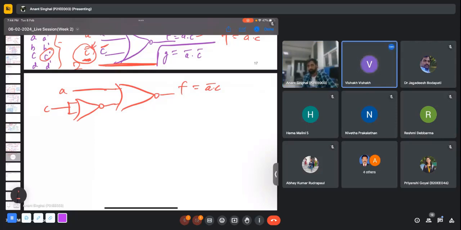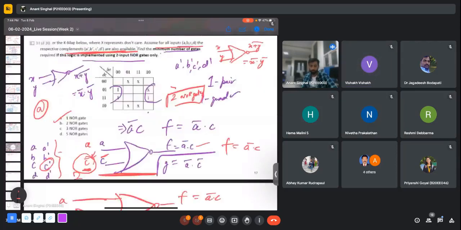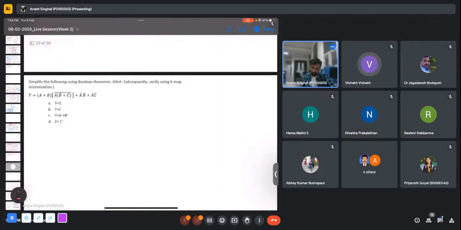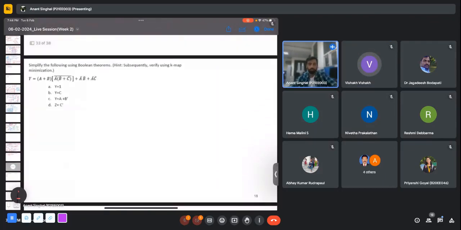No, sir, I did two NOT gates. 2 NOR gates if the complement is not available, and since the question is saying it is available, the correct answer for this will be 1 NOR gate only. Is it fine now? Yeah, it's fine. Okay, fine. So let's move ahead. Try this question out and let me know the answer.